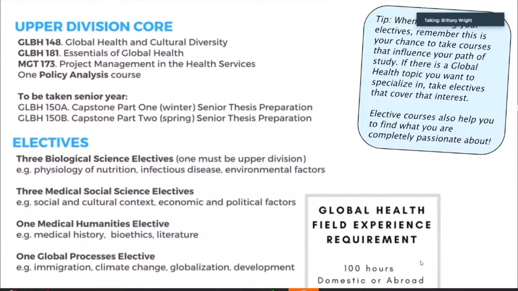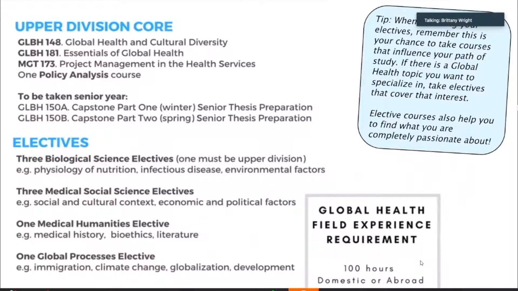And then we also have a policy analysis course required. And as I mentioned, during your senior year, you're going to take a capstone course. It's 2 quarters. We'll take part A in winter and part B in spring. So when you're working on your 2 or 4 year plan or 3 year plan, you'll just plot that in automatically during your senior year.